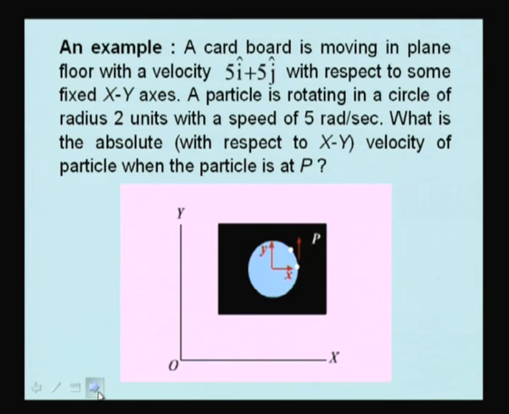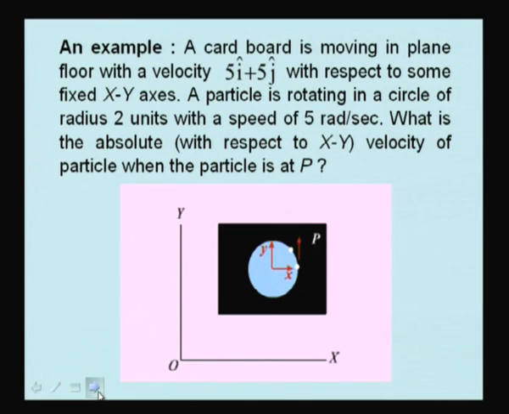Now, we present one example of using these relations. In this figure, the capital X, capital Y system is shown, that is the fixed reference frame. Now, in this frame, a cardboard is moving in this plane floor with a velocity 5i plus 5j with respect to the fixed XY axis.